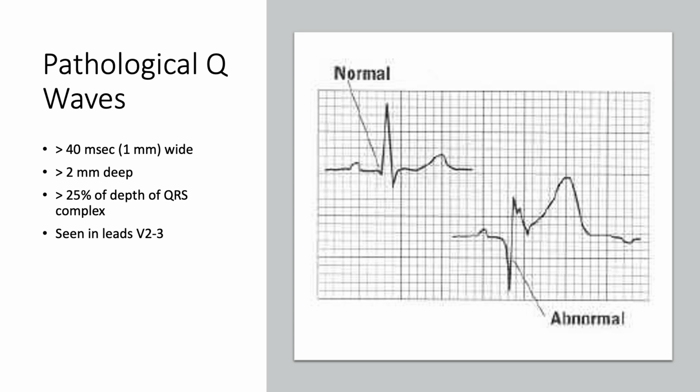To be able to confirm whether or not someone has had an old ST elevation MI on an EKG, you also need to see pathologic Q waves on 2 contiguous leads from the same territory. So for example, the inferior leads are leads 2, 3, and AVF. If I saw pathologic Q waves in at least 2 of those leads, then I would be suspicious that that patient has had an inferior MI at some point in the past.